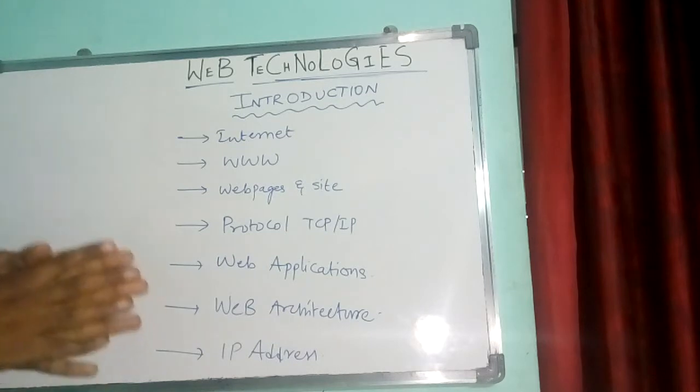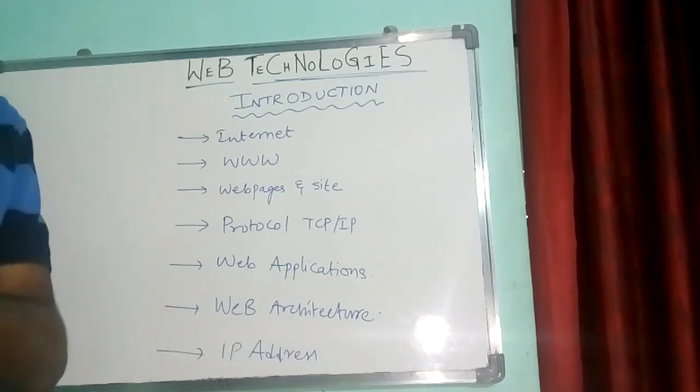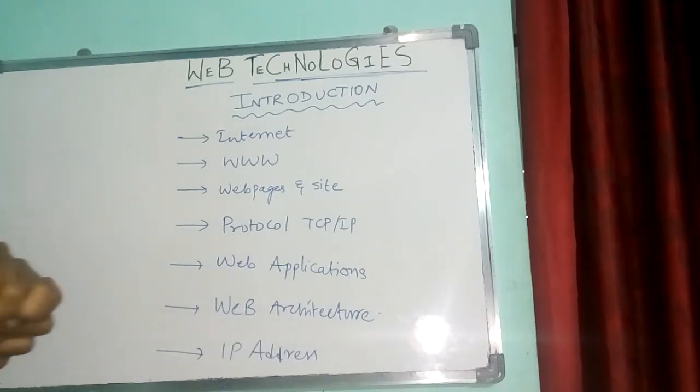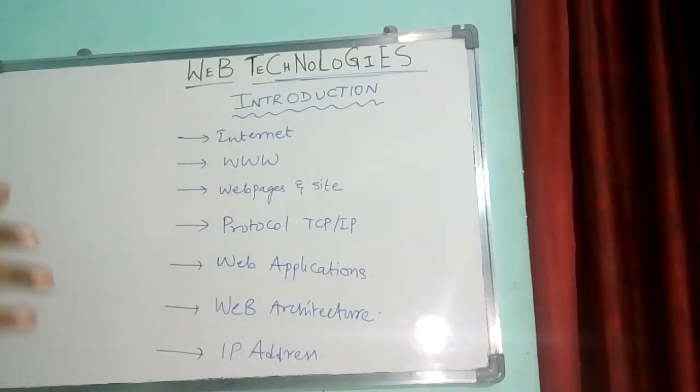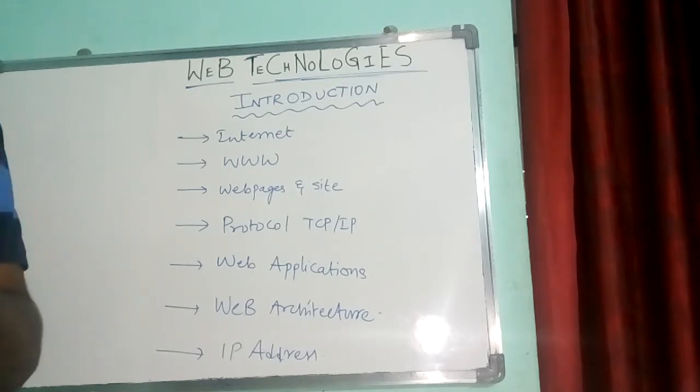So this course is divided into 5 different parts. One of them, the starting part, is the introduction. In the next part we'll see what is called HTML. In the third part we'll see what is JavaScript. In the fourth part we'll see what is server side applications or server side programming.